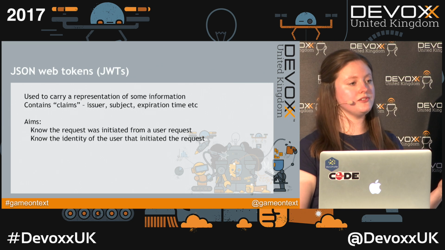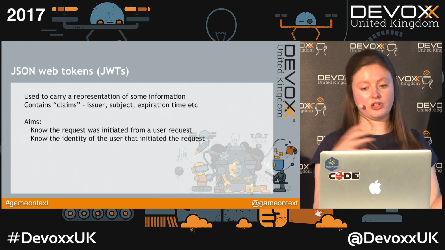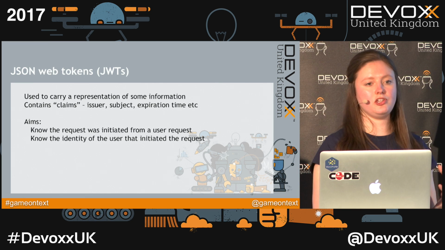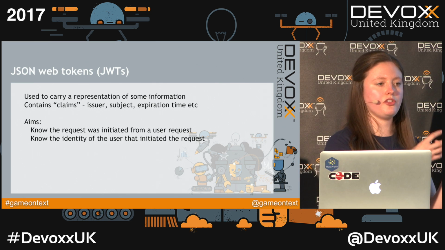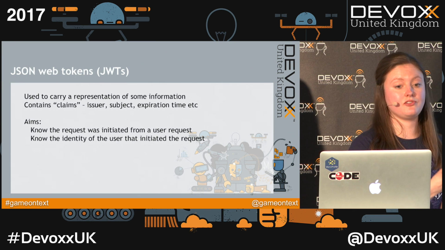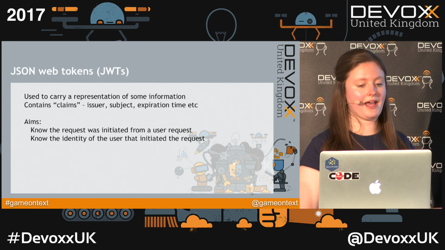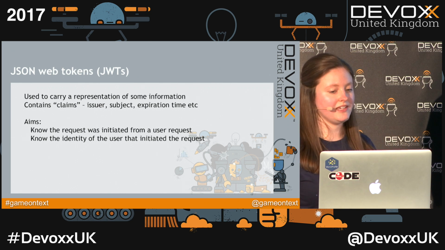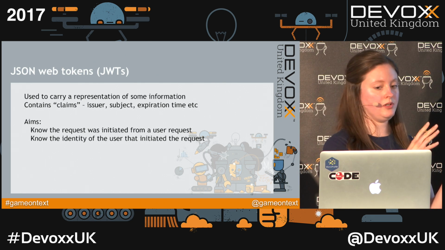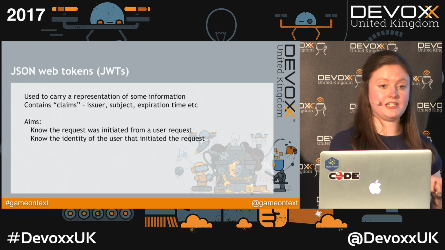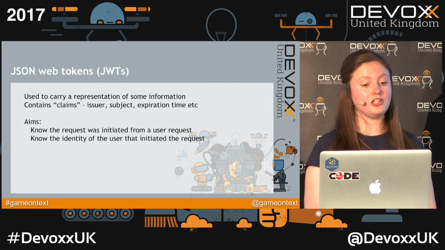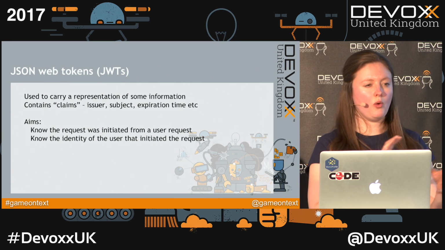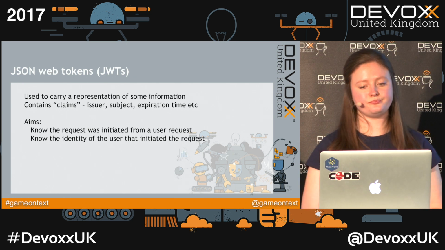And the reason we use them is because now that we've gone and got our auth token and we understand something about the user, we've got a token that represents what we think they're allowed to do in our system, we need some way to pass that around. And we use JSON Web Tokens to do that. So a JSON Web Token will help us to make sure that the request was initiated from a specific user request, and then also know the identity of that user and what they're actually allowed to do.